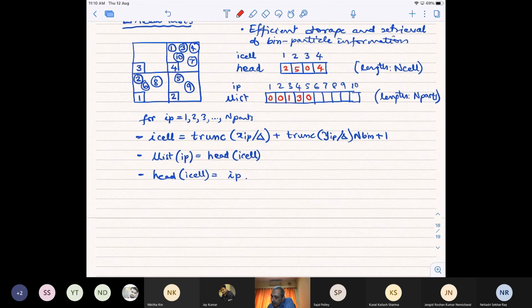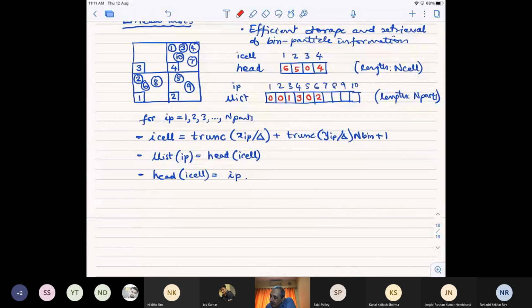L list of that particle number, whichever I'm considering, is equal to whatever is the head of the particular cell. And then I'm putting head of that cell to be the particle number. So we've reached 5. Now we'll go to 6. 6 is in 1. So first step is L list of 6 must be equal to head of 1, which is 2. And in this, instead of 2, I'll put whatever particle that I've just found, and that is 6.